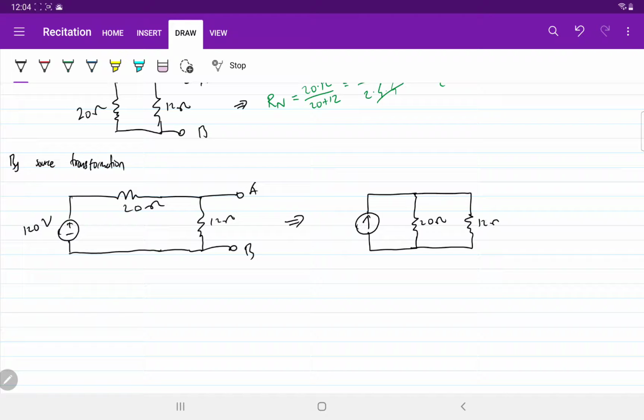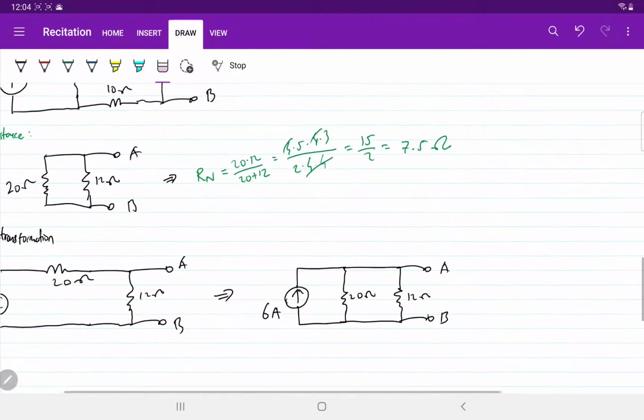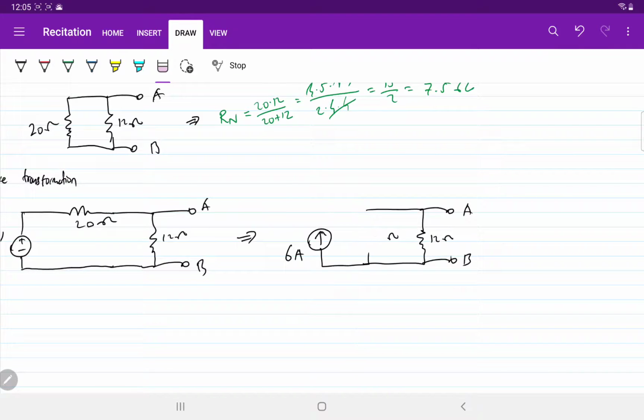This is 12 ohm, then this is the AB terminal. What is the current source here? It is 120 divided by 20, right? So we have 6 amp, and we know that this is 7.5 ohm, right? So this is 7.5 ohm.